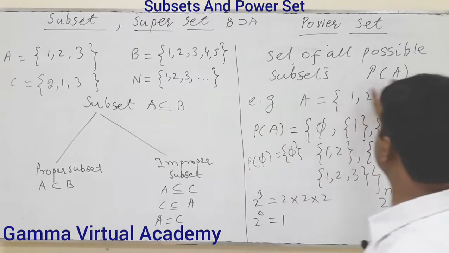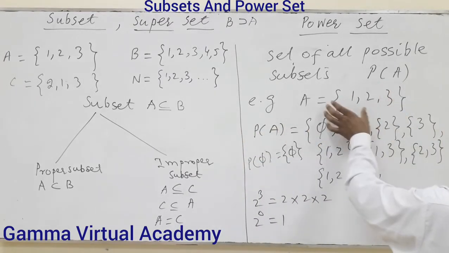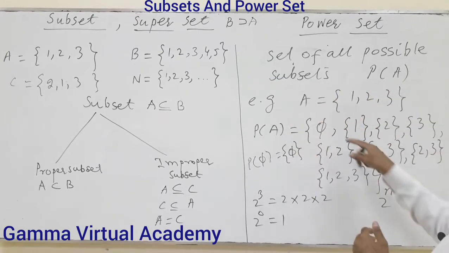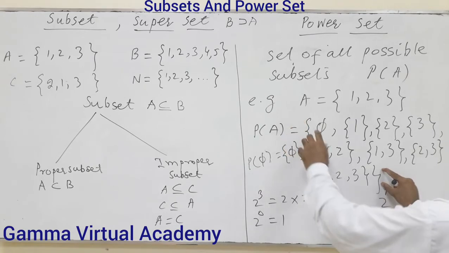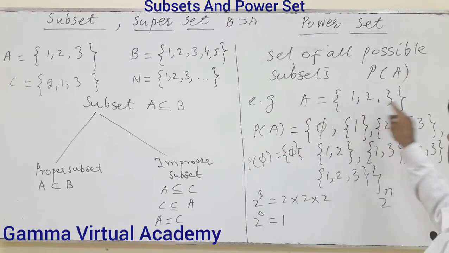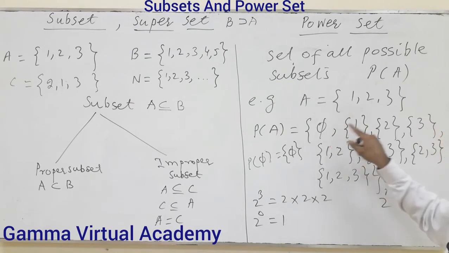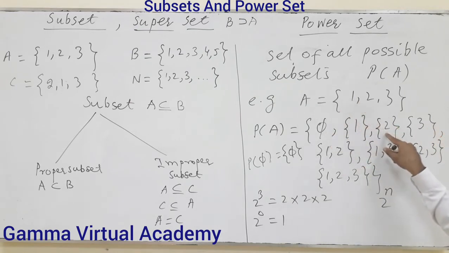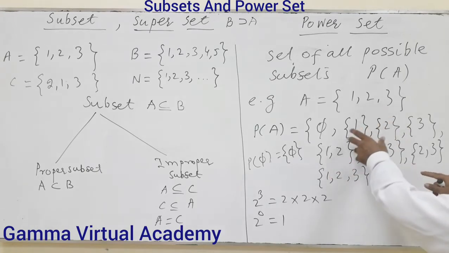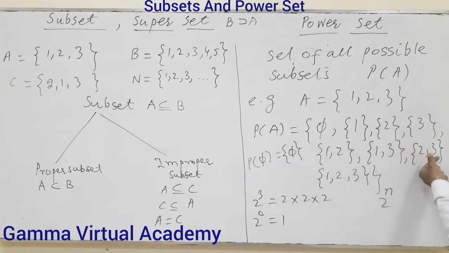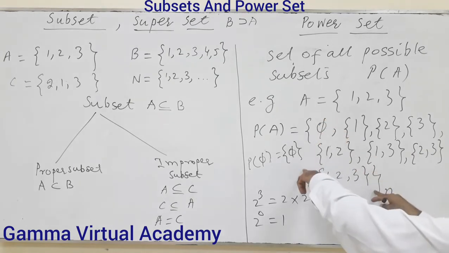It is denoted by P of A. For example, A has members 1, 2, 3. If we find all possible subsets of it and close them in brackets, that's known as the power set. The power set of this means all possible subsets. First, the null set, 1, 2, 3, {1, 2}, {1, 3}, {2, 3}, {1, 2, 3}. These are the possible subsets. All sets we have written together, closed in brackets.